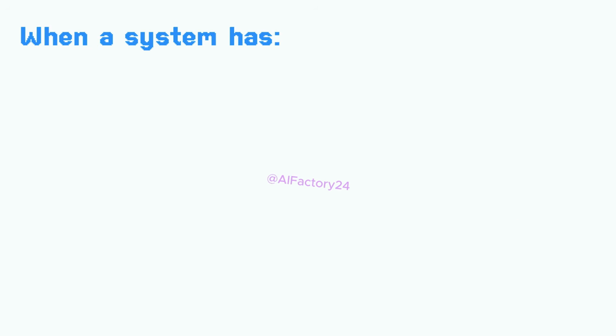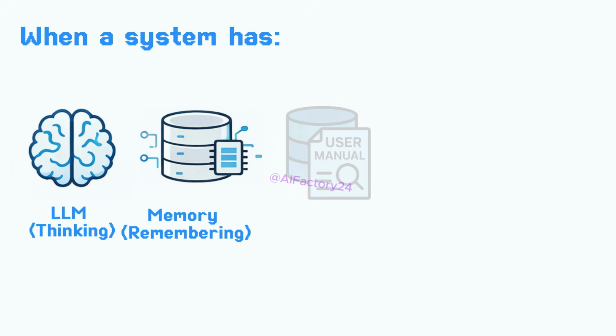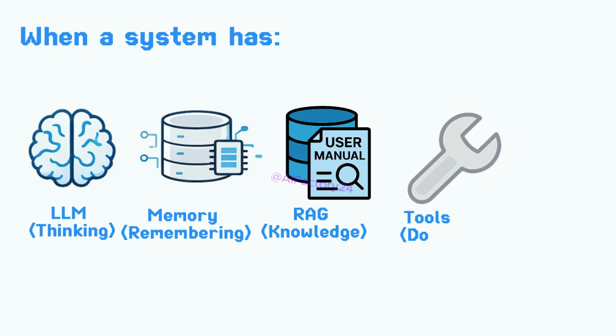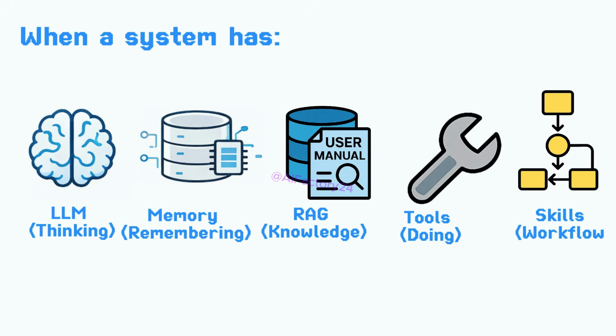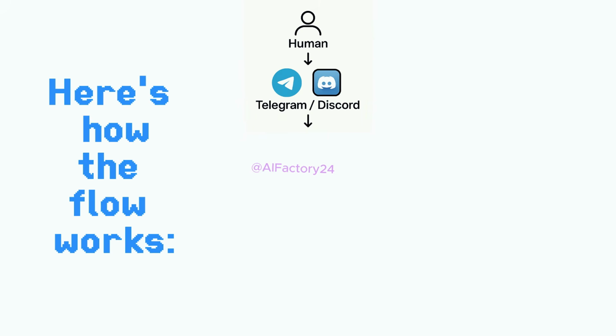When a system has LLM, thinking, memory, remembering, RAG, knowledge, tools, doing, skills, workflow, it becomes an AI agent, an autonomous task doer. And OpenClaw is exactly that kind of system. Here's how the flow works. Human user sends a message via Telegram or Discord. It enters the OpenClaw gateway, passed to the agent with its memory.